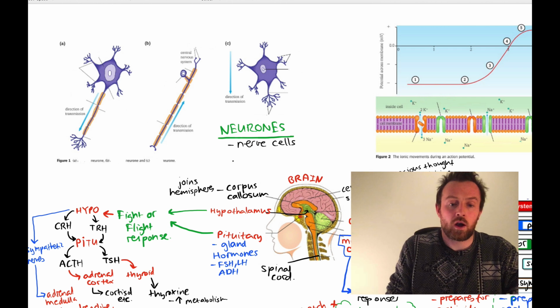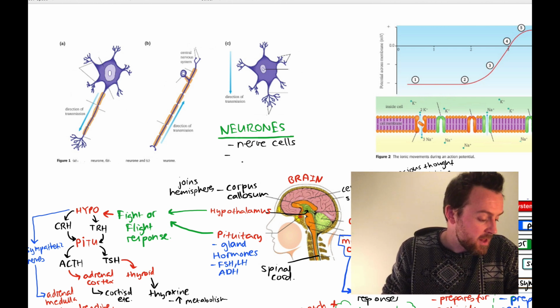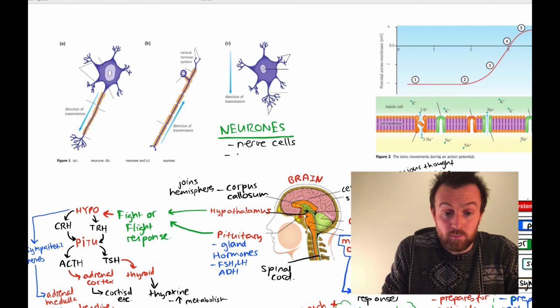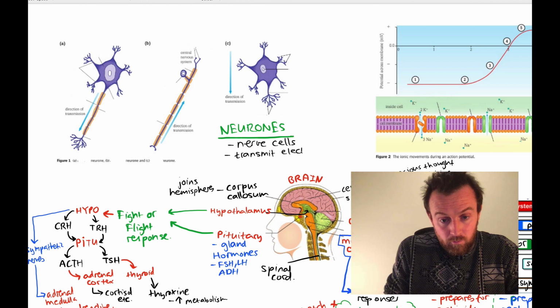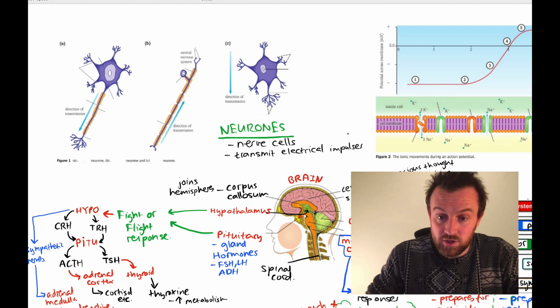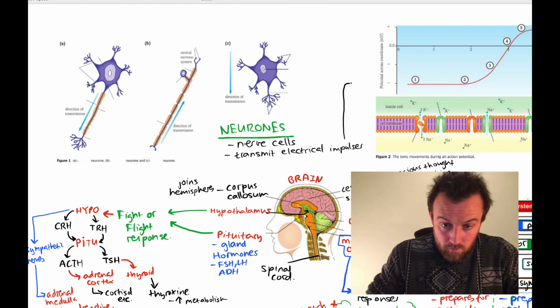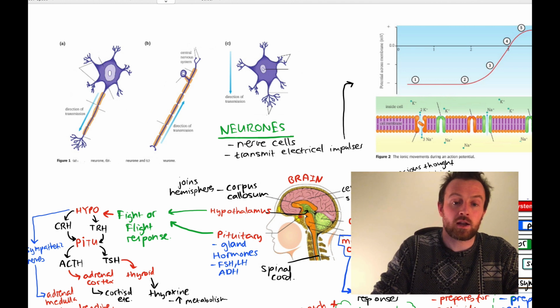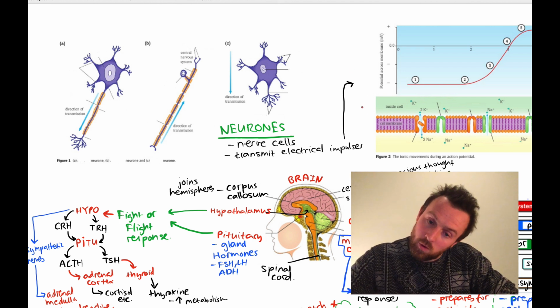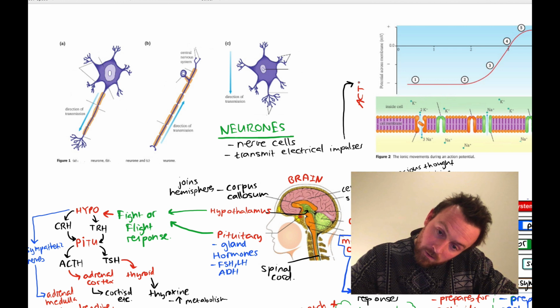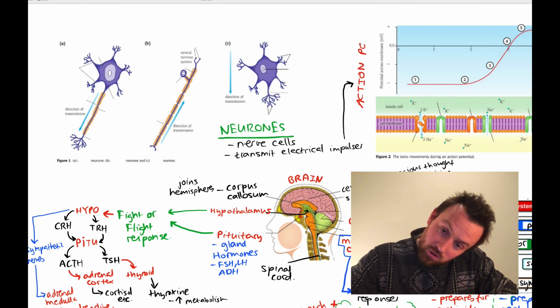And they all work via transmitting electrical impulses. Okay, and the way that they transmit an electrical impulse is via something called an action potential. I'm trying to write sideways here, it's not going brilliantly.